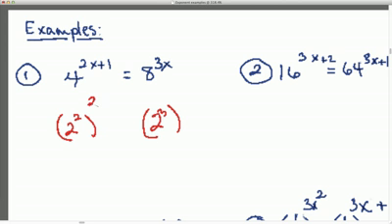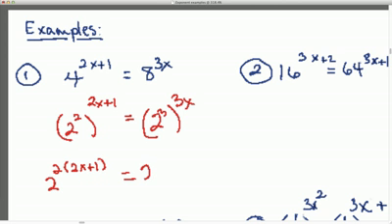And if I bring their exponents along for the ride, we get this next step. Then if you have one power raised to another power, what you do is you multiply the exponents. So you've got 2 to the 2 times 2x plus 1 equals 2 to the 3 times 3x. And you can set the exponents equal to each other and get rid of the bases.